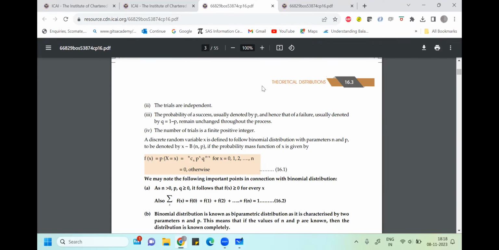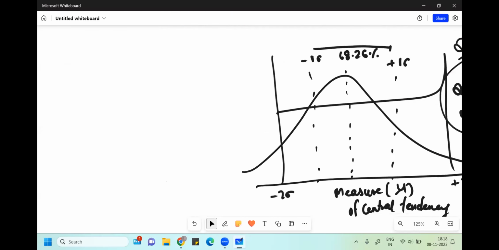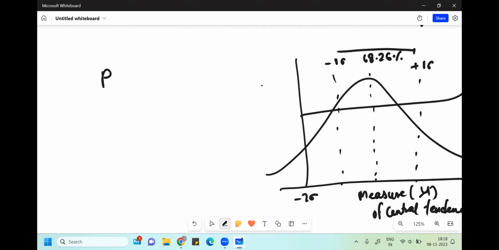Normally in mathematics, when you work on a binomial distribution, the success we represent with the symbol P, and the failure we represent with the symbol Q. So automatically P plus Q will be 1. P is the probability of getting success. Q is the probability of getting failure. Clear, everyone?